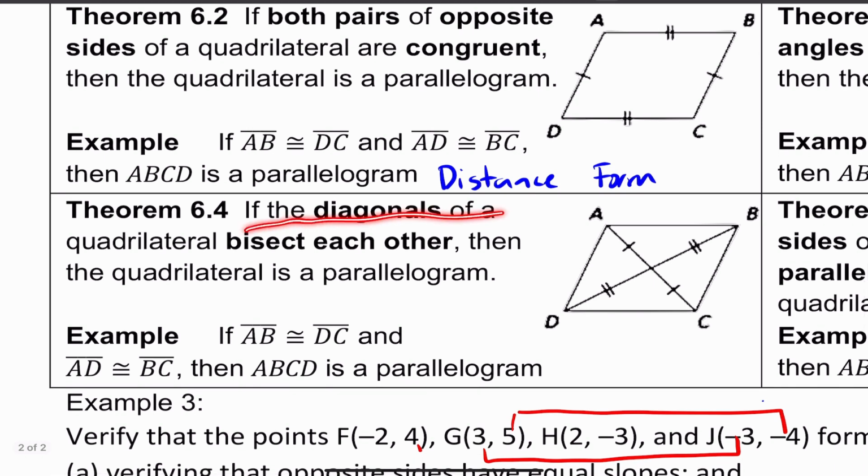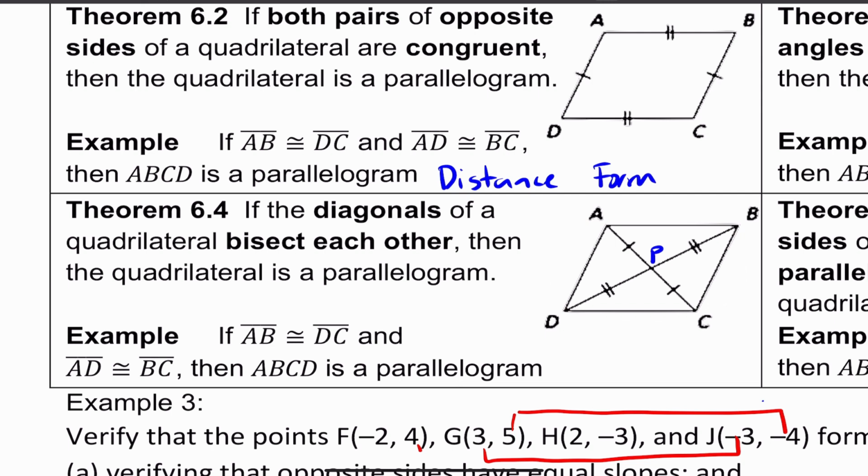Theorem 6.4. If the diagonals of a quadrilateral bisect each other, then the quadrilateral is a parallelogram. So here you have a quadrilateral, and you can see that AC bisects BD, or vice versa. You can say that BD bisects AC. If they bisect each other at this particular point, this midpoint, we'll call it point P, then you can say that this quadrilateral is a parallelogram.